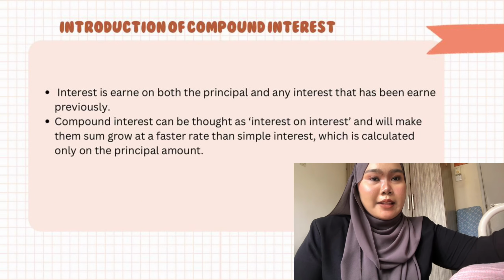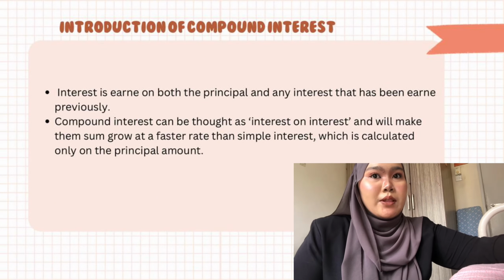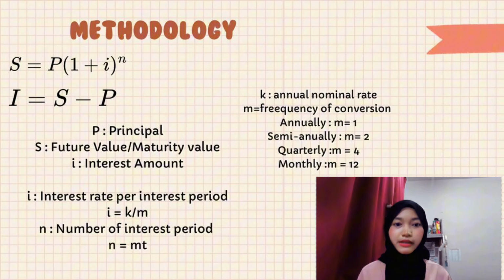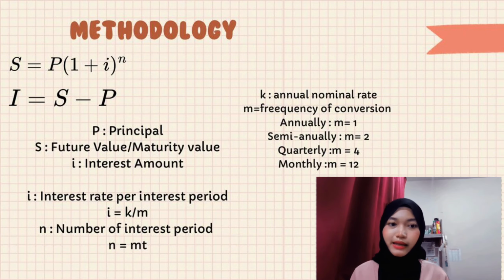Interest is earned on both the principal and any interest that has been earned previously. Compound interest can be thought of as interest on interest and will make the sum grow at a faster rate than simple interest, which is calculated only on the principal amount. The methodology of compound interest. The formula is S equals P bracket 1 plus i bracket power of n. Next, I equals S minus P.